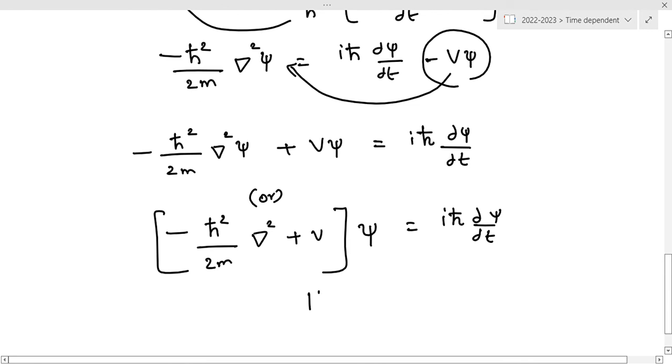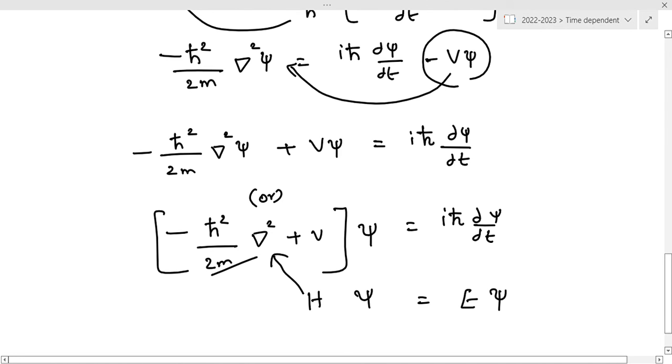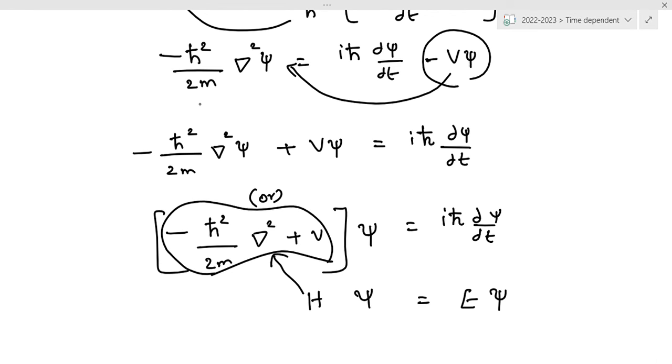Then this is H psi is equal to E psi, where H is called the Hamiltonian operator. That is, this is called the Hamiltonian operator, and already we know E is called the energy operator, i h cross dou by dou t. Here the time factor is involved. This is Schrodinger's time-dependent wave equation.